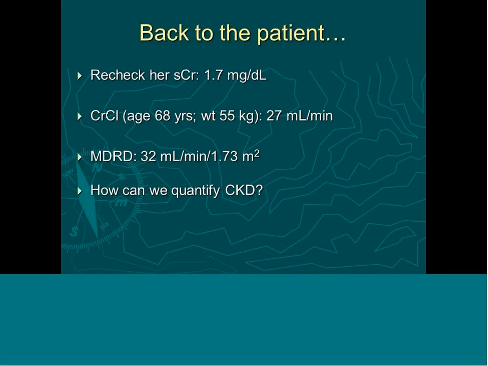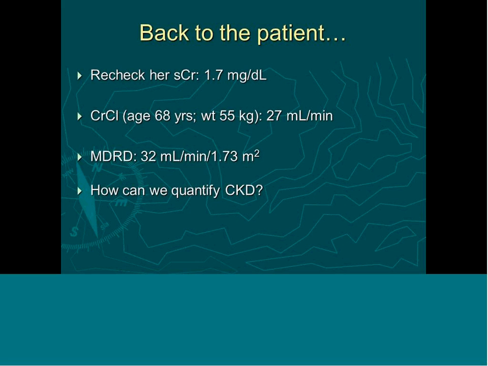So going to the patient who has a creatinine of 1.7, if we put in her age and weight, her clearance is 27 cc's per minute by the Cockcroft-Gault equation. By the MDRD, her clearance is 32 ml per minute. So we know she has chronic kidney disease. Her GFR is low, less than 60.